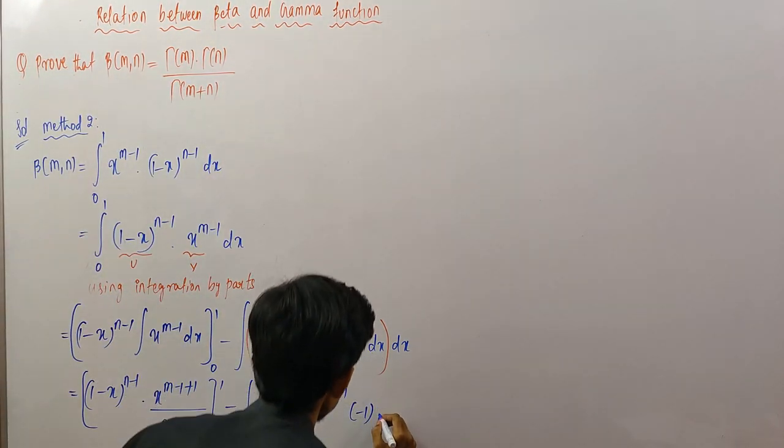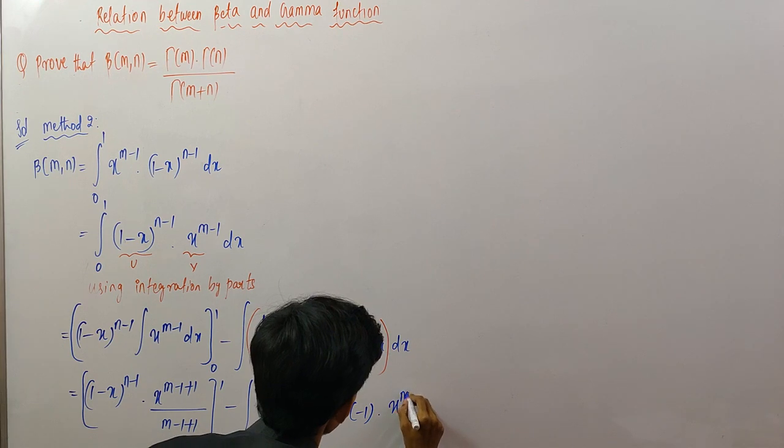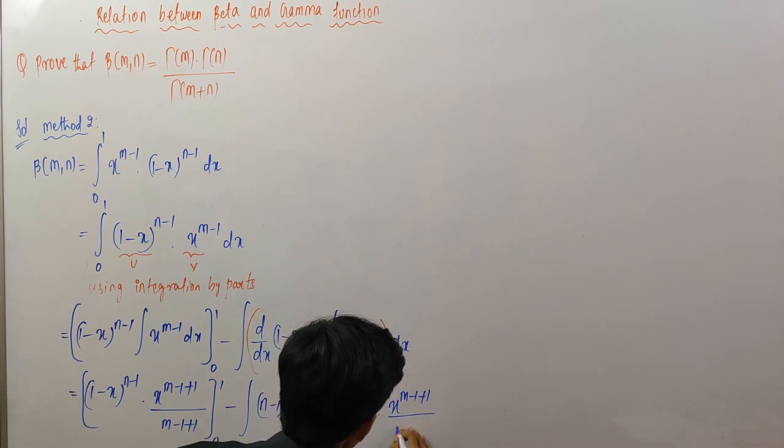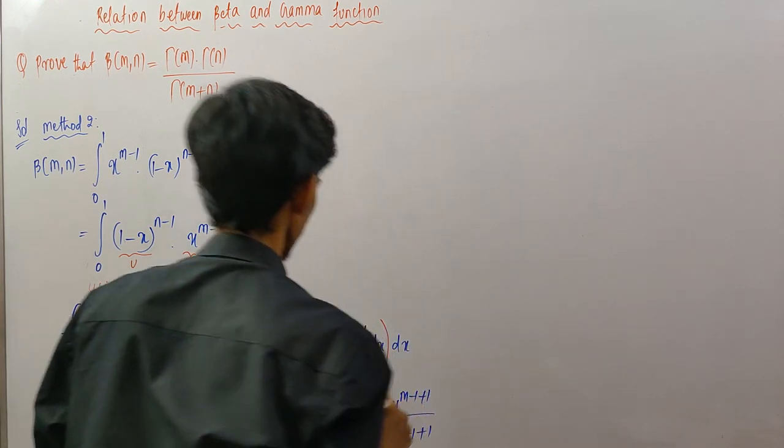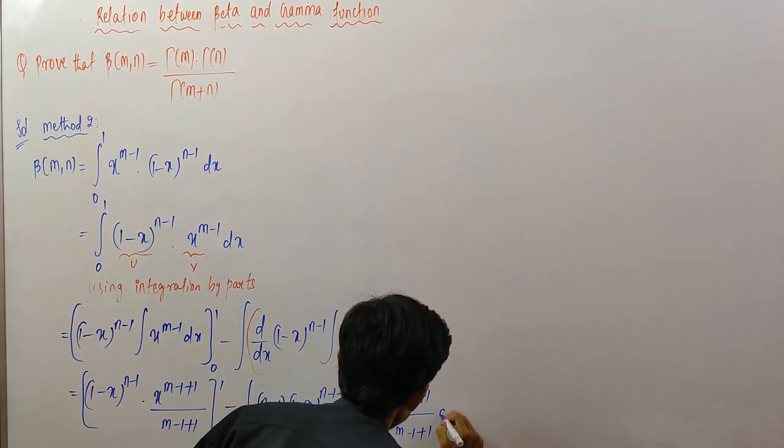Next integration of this term will be x power of m minus 1 plus 1 divided by m minus 1 plus 1 dx.